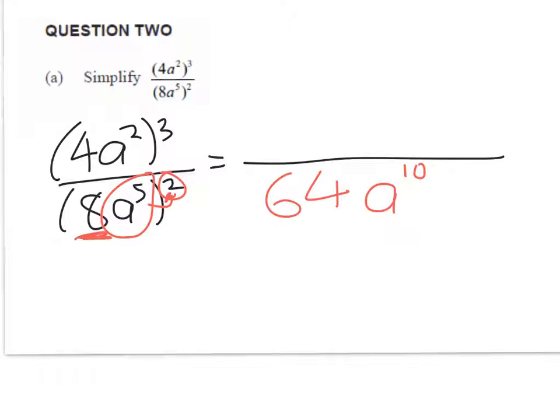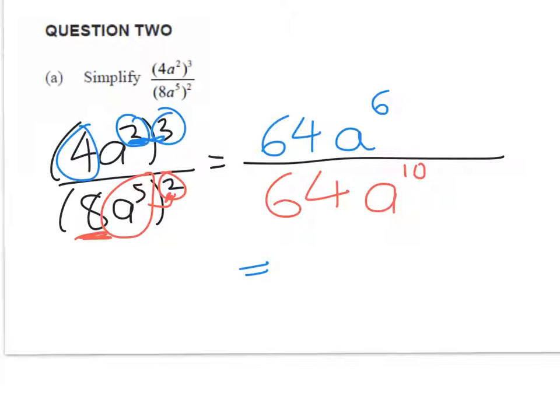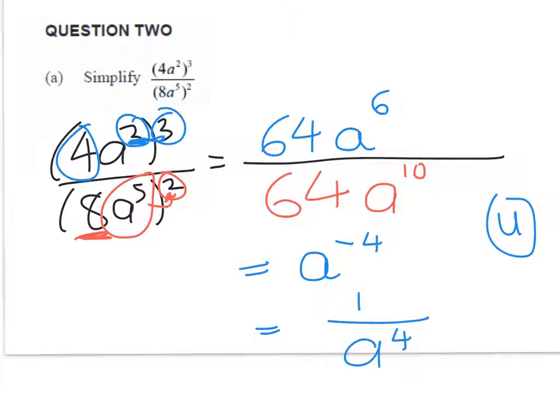power of 10. In the numerator, I take my 4 and I cube it. So 4 cubed, 4 times 4 is 16, times 4 is 64. Hopefully you knew that. And here I take my a squared and I cube it, so that's going to be a to the power of 6. Right, so what am I left with? Well, I've got 64 over 64, simplifies to give me 1, so I've got a to the power of negative 4, which I'm going to write as 1 over a to the power of 4. Right, so that's a U code for that one, not surprisingly.